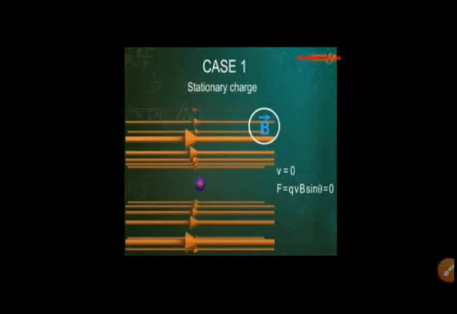Here, since velocity is equal to 0, putting the value there in the equation for magnetic force, you will get force is equal to 0. Therefore, no magnetic force will be acting on a charge at rest which is kept in a uniform magnetic field. As a result, it will continue its state of rest.